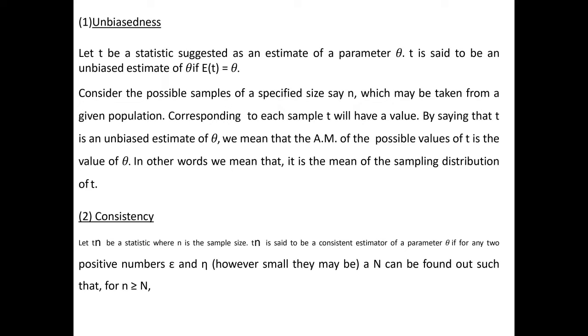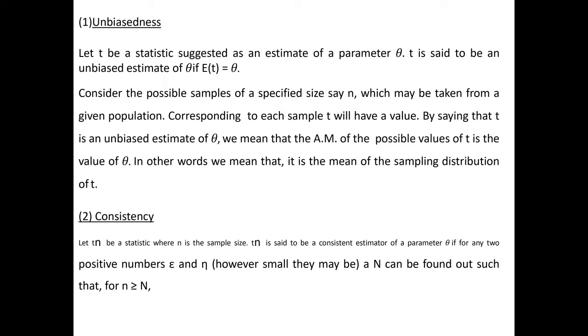Consider the possible samples of a specified size, say n, which may be taken from a given population. Corresponding to each sample, T will have a value. By saying that T is an unbiased estimate of θ, we mean that the arithmetic mean of the possible values of T is the value of θ. In other words, we mean that it is the mean of sampling distribution of T.